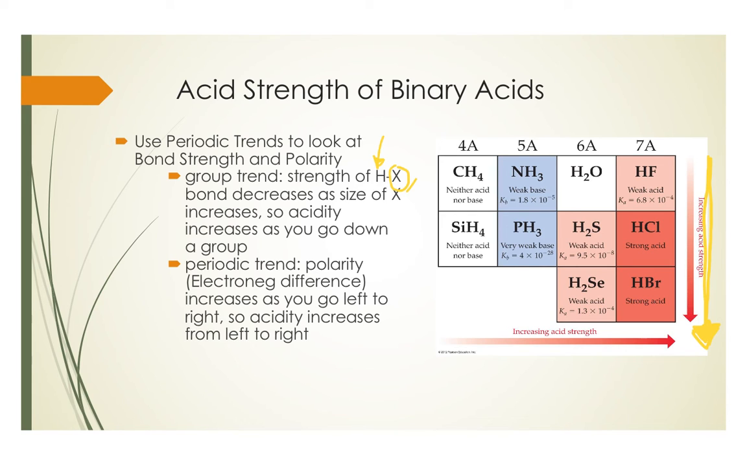Across a period, polarity increases as we go from left to right. So the bond becomes more polar as we get towards this side of the periodic table. That means our acidity is going to increase because the partial positive charge on our hydrogen gets stronger and stronger, and that's going to make it easier for the hydrogen to be removed.